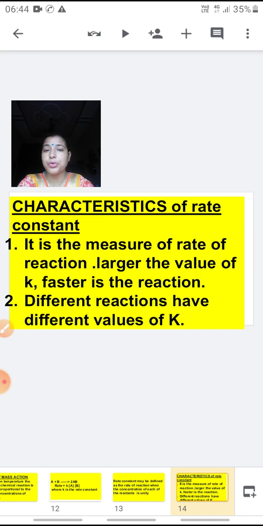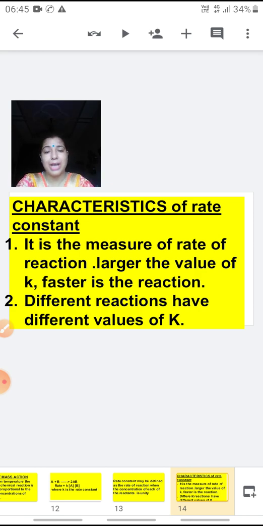You already know that the rate of reaction depends upon the concentration. Higher the concentration of reactant, higher will be the rate of reaction. But many a time there are reactions in which the concentration does not affect the rate of chemical reaction. Those reactions always proceed with the same speed, whatever the concentration of reactant is. That same speed is given by the rate constant K. Higher the value of K, higher will be the rate of reaction. Lower the value of K, lower will be the rate of reaction.